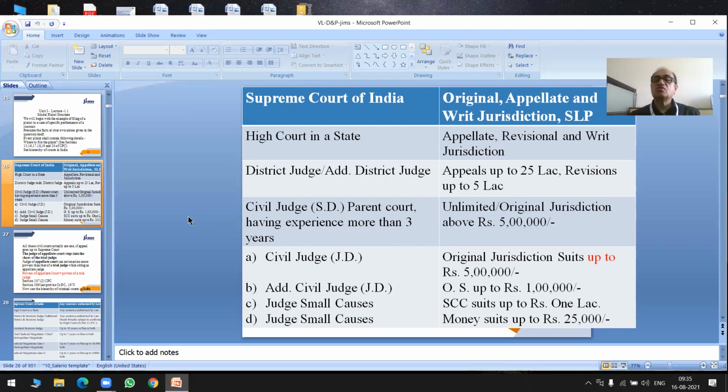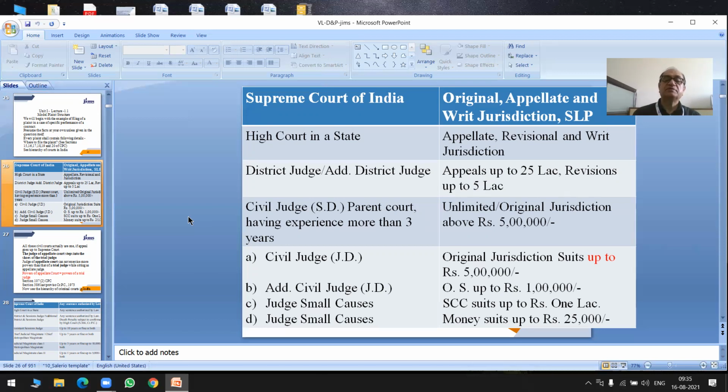Coming down, we have the courts of district judges and additional district judges. This is an example of UP. So district judges and additional district judges can hear appeal up to valuation of 25 lakhs and revisions up to valuation of 5 lakhs. This 25 lakh and 5 lakh means the valuation of the suit which was given in the plaint. Coming down, we have the Court of Civil Judge Senior Division.